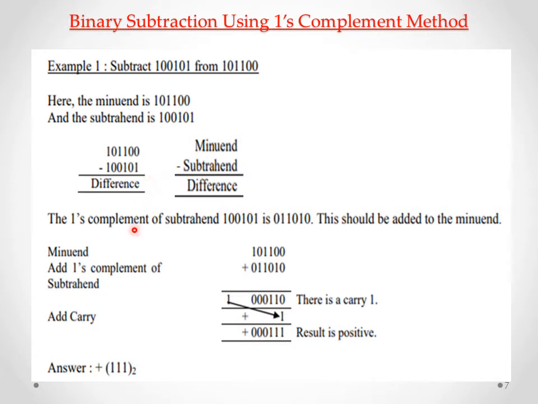So the first thing is we are going to do the ones complement of subtrahend. The subtrahend is 1 0 0 1 0 1. So the ones complement of the subtrahend is 0 1 1 0 1 0. This is the ones complement of subtrahend. We are just inverting the bits, that is 0 to 1 and 1 to 0. Then this ones complement value is added to the minuend, this one. So here minuend is written, then add the ones complement of subtrahend.